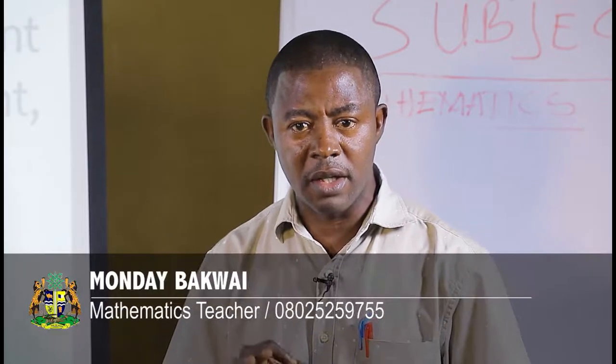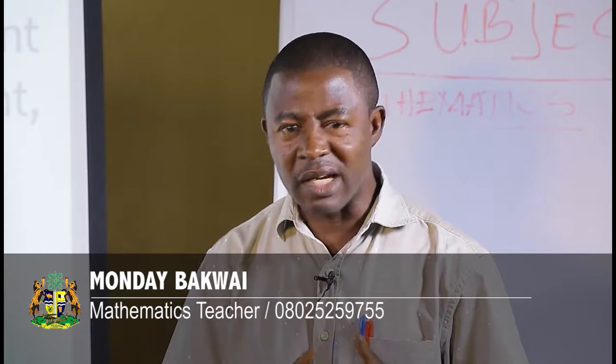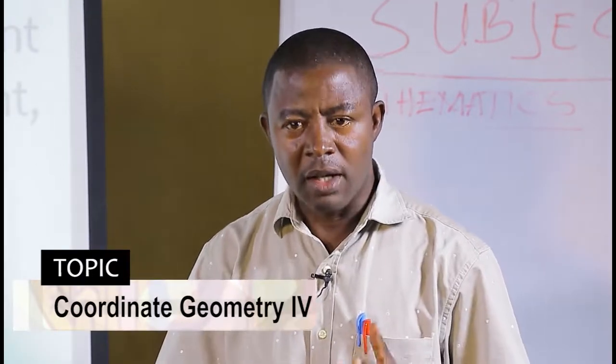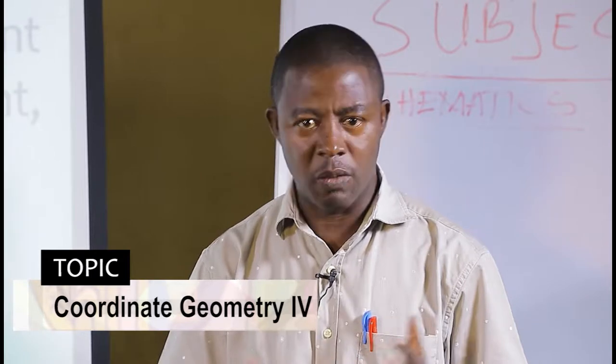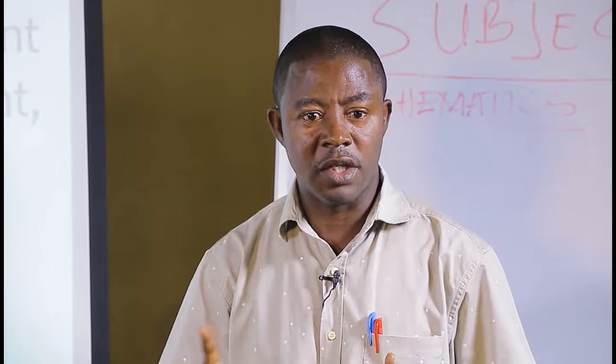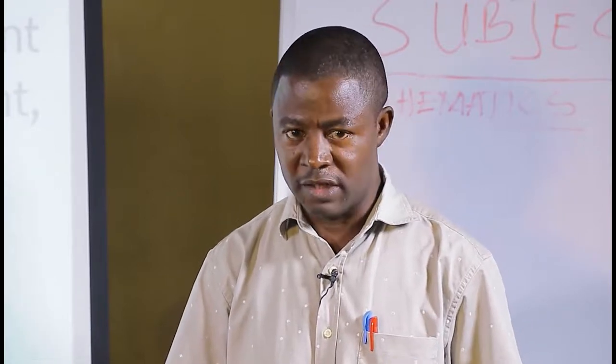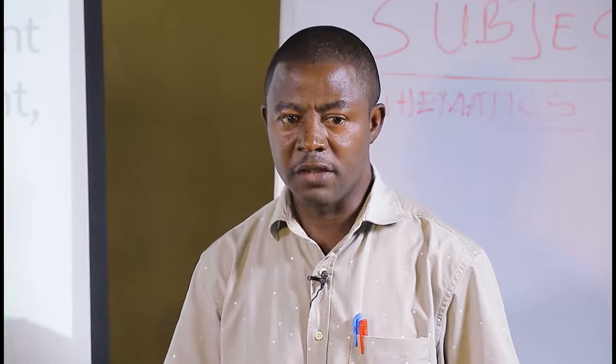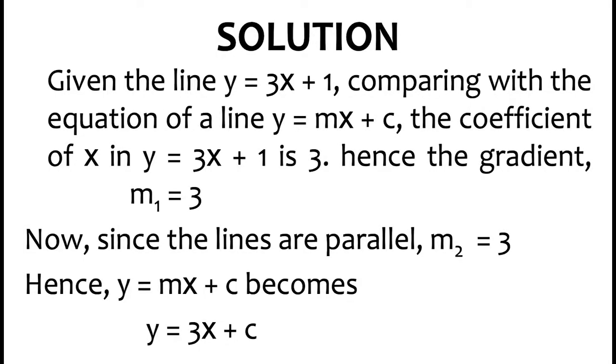So when you are reading a question, you must take note of the requirement. The first requirement is, are they parallel or perpendicular? And the question says they are parallel. Since they are parallel, the condition is their gradients must be the same. Now our M1 is 3, so our M2 must also be 3. Hence, the equation y = mx + c will become y = 3x + c because our gradient is equally 3.